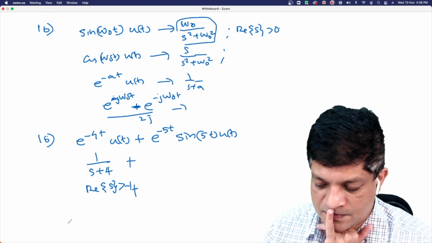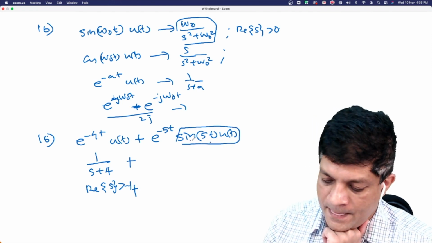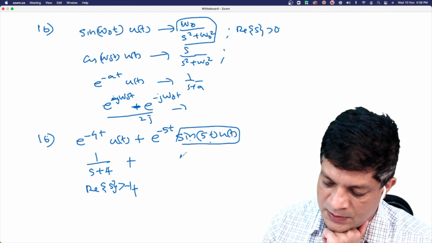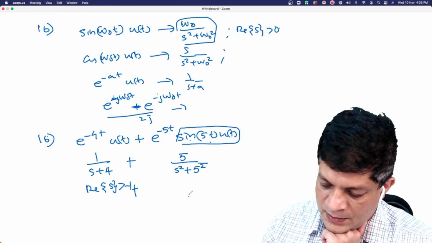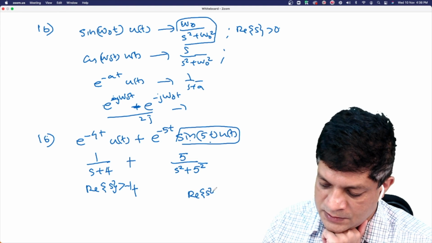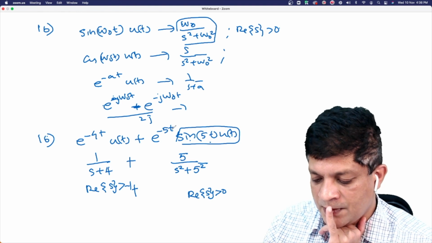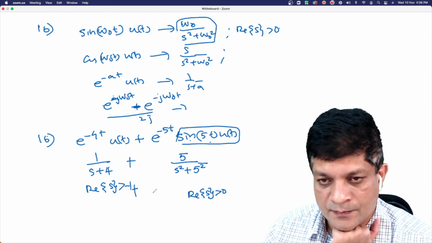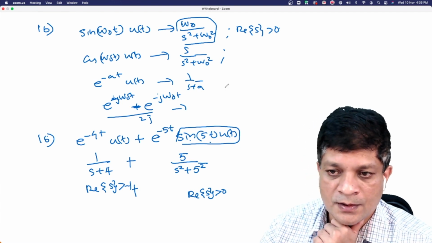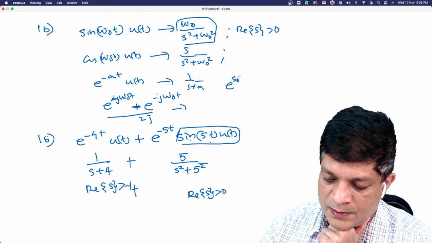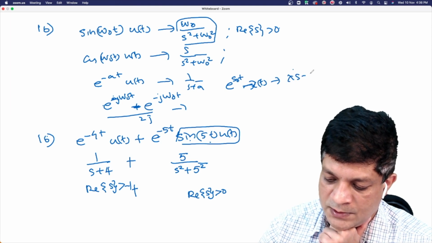And what about this? What about this sine 5t u(t)? Sine 5t u(t), if you use this result, it is 5 by s square plus 5 square, and the ROC is real part of s greater than 0. Okay, this one, only this part. Now what will happen if you multiply with e to the power minus 5t? That is the frequency shifting property. There is a property, if you multiply e to the power s naught t x(t), that is X of s minus s naught, isn't it?